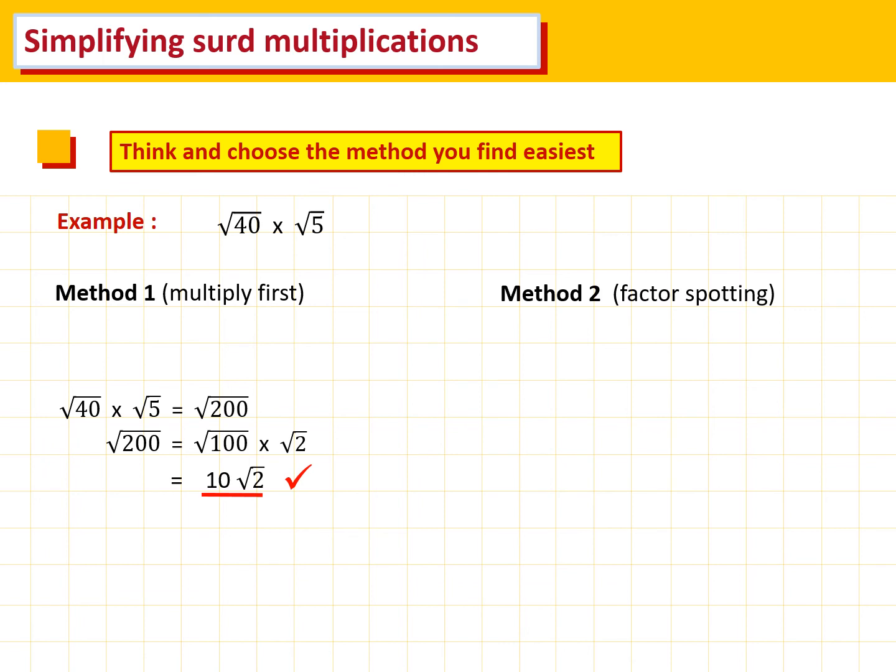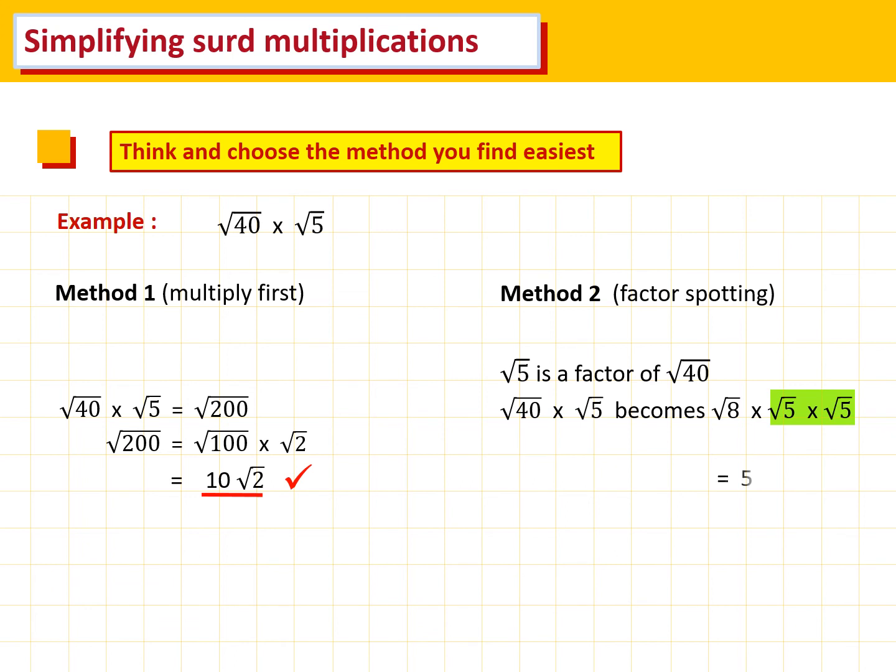Method 2, factor spotting. If we look at 40, we can see that root 5 is in there, so we can rewrite root 40 as root 8 times root 5. So we end up with, that's root 40 highlighted in yellow, and then we put the root 5 times root 5 together, and that makes root 25, which is 5. So we end up with 5 root 8.